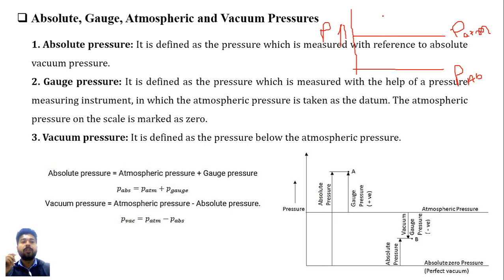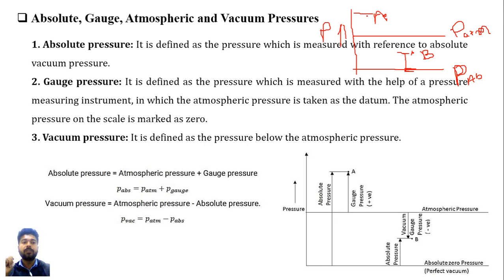In the next step, you have to mark two points: the first point is point A, and the second point is point B. If you are going to find a pressure with reference to this P absolute line, then the pressure at point B is called the absolute pressure.